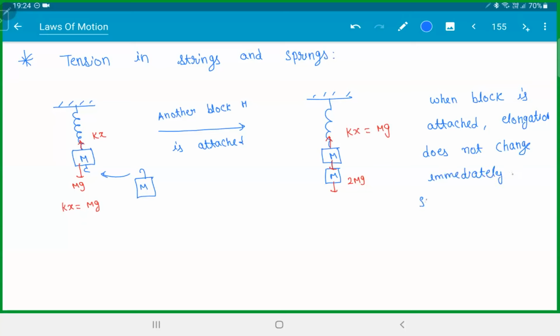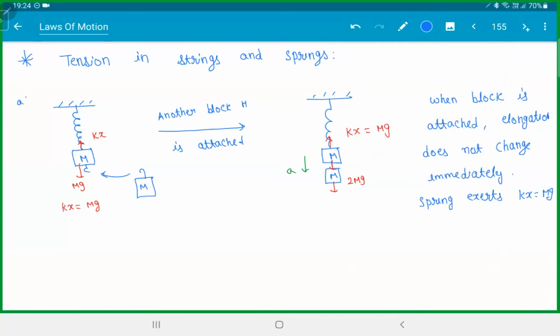So the spring will exert kx only. And because of this, the whole setup will go down with some acceleration. This is the thing about a spring. A spring does not care with what force you're pulling. The spring will say only one thing: my elongation is x, so the force is k into x. I don't care if you pull with 100 or with 1000, I will exert k into x only.